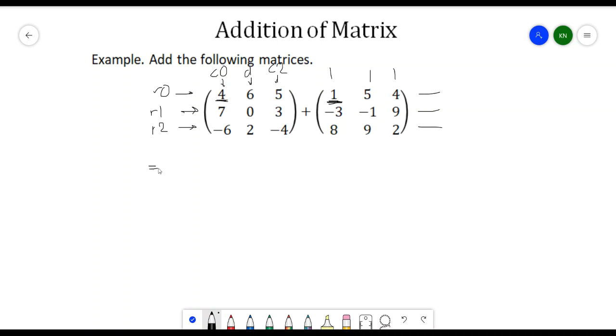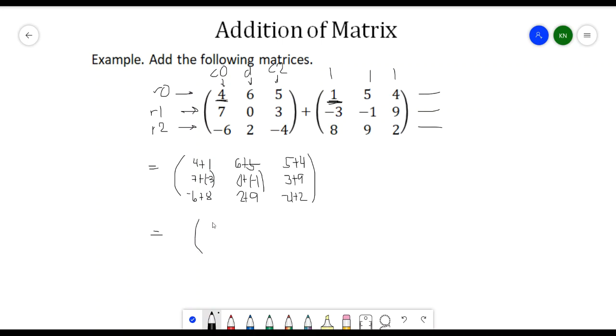So that gives us 4 plus 1, and we have 6 plus 5. We also have 5 plus 4. In the same process, we have 7 plus negative 3, 0 plus negative 1, 3 plus 9, and we have negative 6 plus 8, 2 plus 9, and negative 4 plus 2. So we already have this matrix. Now, just to simplify this one, we need to perform the corresponding operations of our matrix.